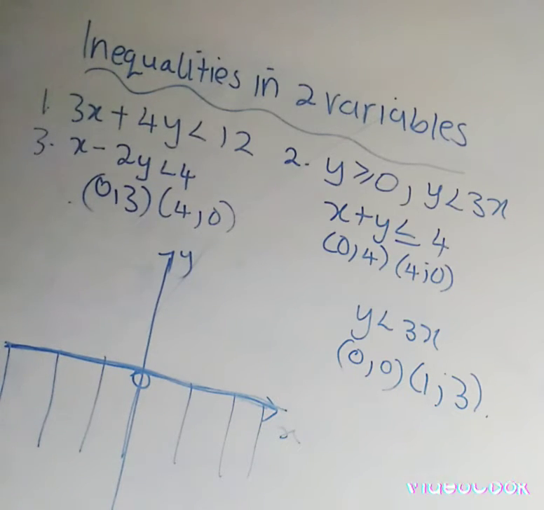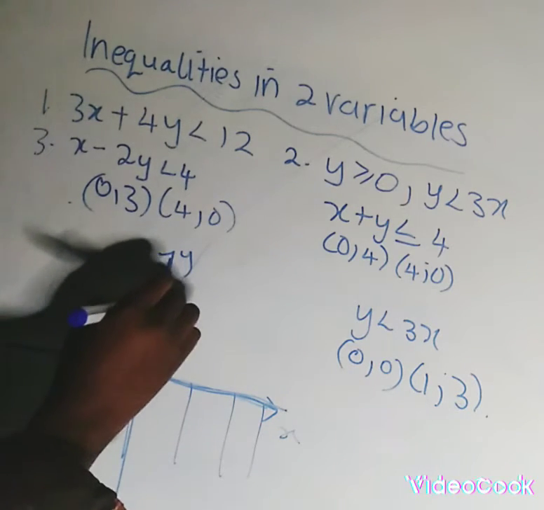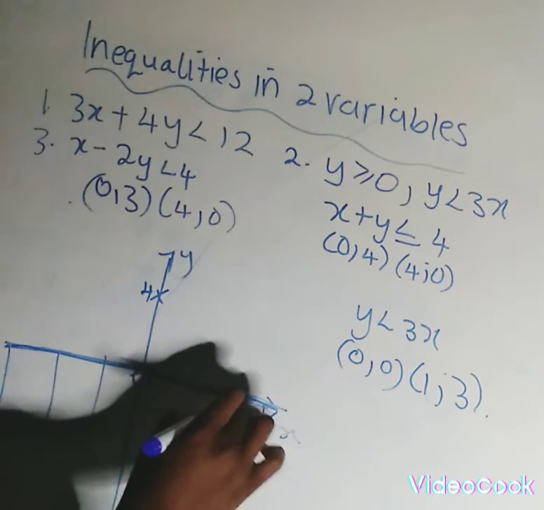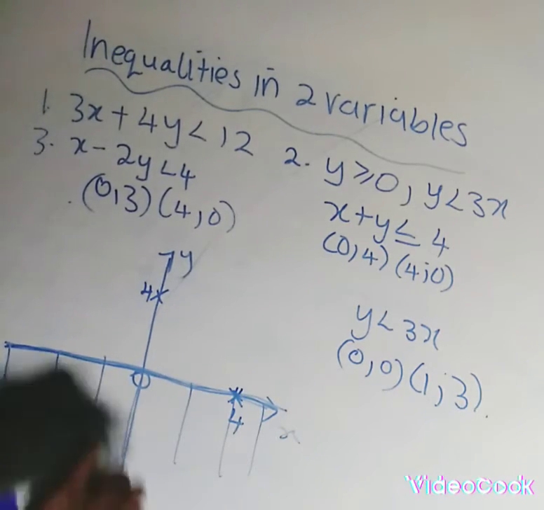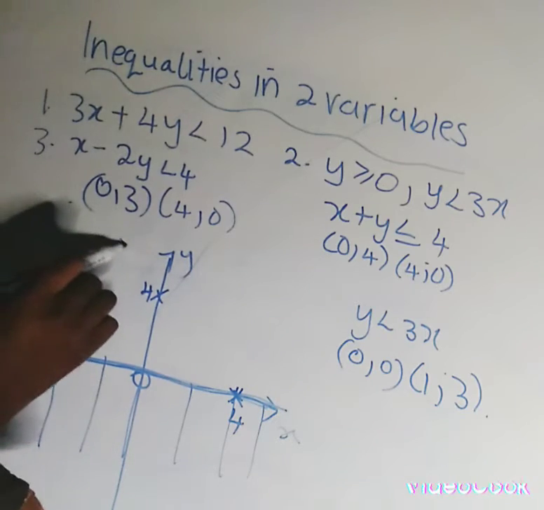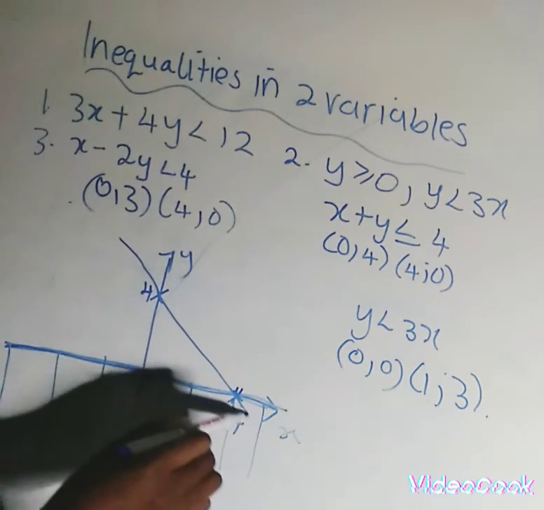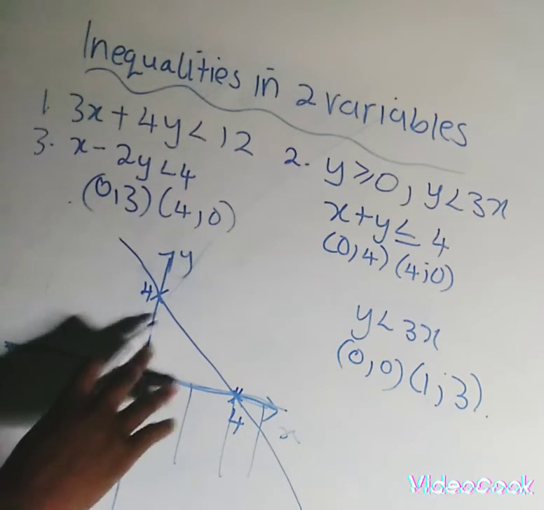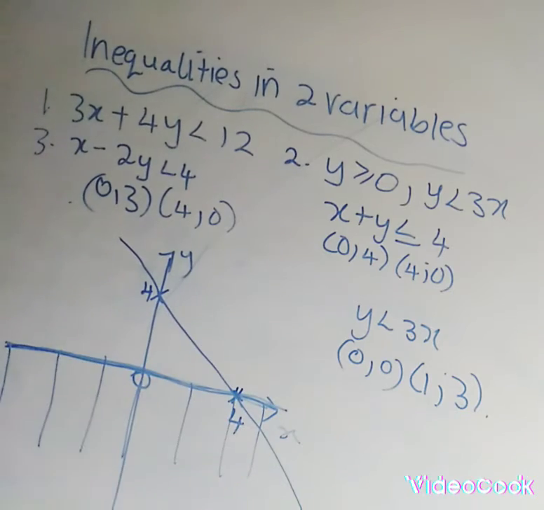What about for x plus y less than or equal to 4? I have when x is 0, y is 4. I'll put my 4 there. When x is 4, y is 0. That's where my 4 is. I join the 2 points, and yes, it's going to be a solid line this time around because there's an or equal to sign. Now I need to test whether this is my unwanted or that's my unwanted region.